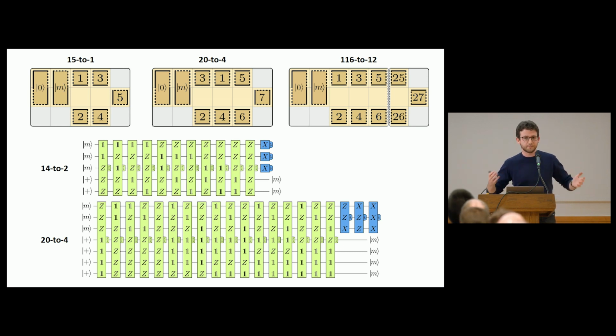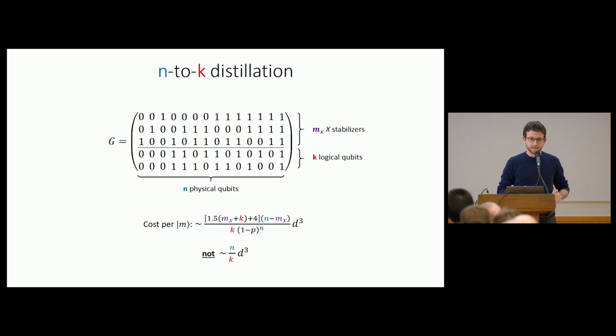In fact, there are infinitely many protocols that you can come up with. Sure, not all of them will distill magic states that are good enough, but out of those that do, how do you decide which protocol to use? What people usually do when they look at N-to-K distillation protocols, so protocols that distill K magic states from N bad ones, is they try to optimize the input to output ratio, so this N divided by K thing.